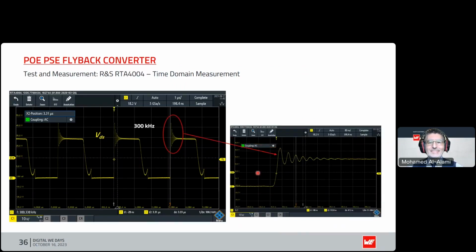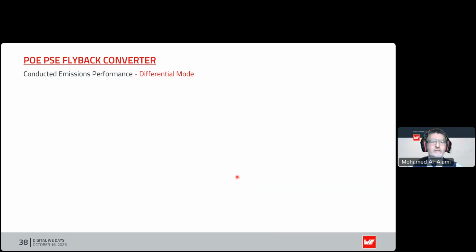I'll go with the tested data here, and you can see here we've got a certain frequency of noise ringing on the drain source junction of the MOSFET. That's around 21 megahertz, as you can see here. And this is under a type 2 power throughput coming through from the converter.